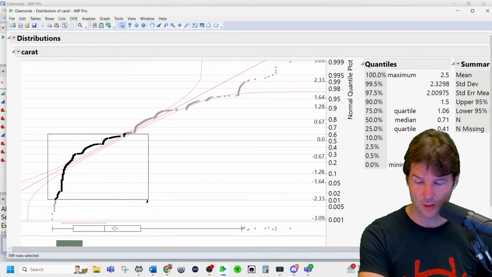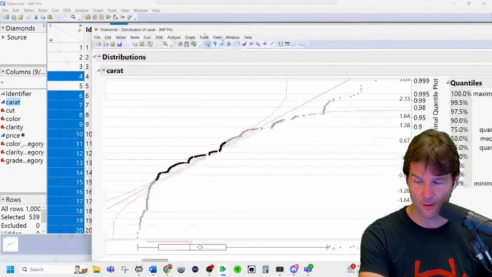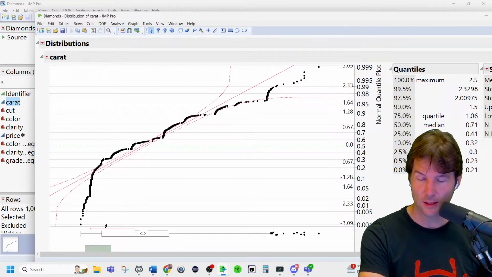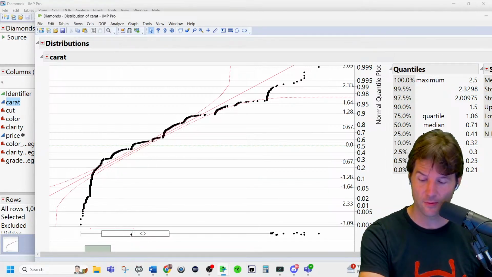Notice data is really concentrated here. This is actually 50% of the data if we go from here to here. That's 50% of the observations in your data, 539, which is almost 500 on the dot. So you can see the middle 50% is contained in the box. You can also tell the data is right skewed because the mean, which JMP puts a diamond where the mean is at in a box plot, is above the median.